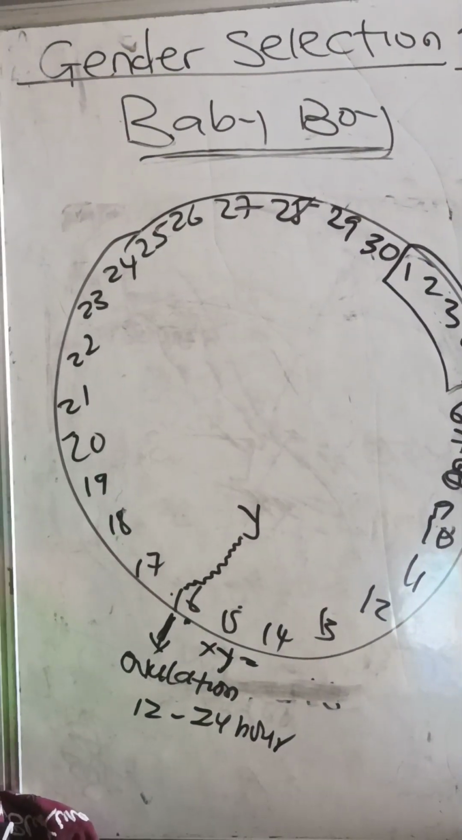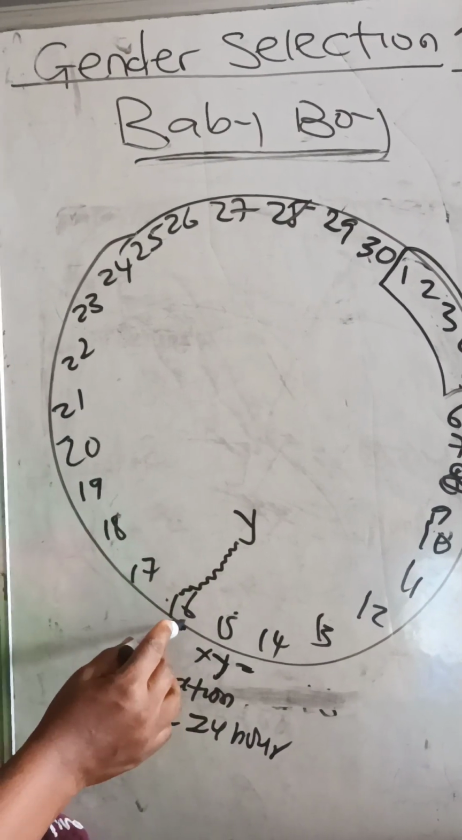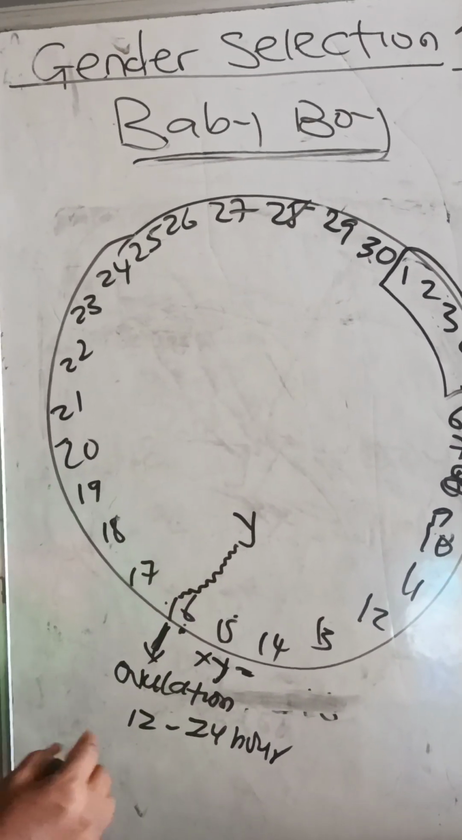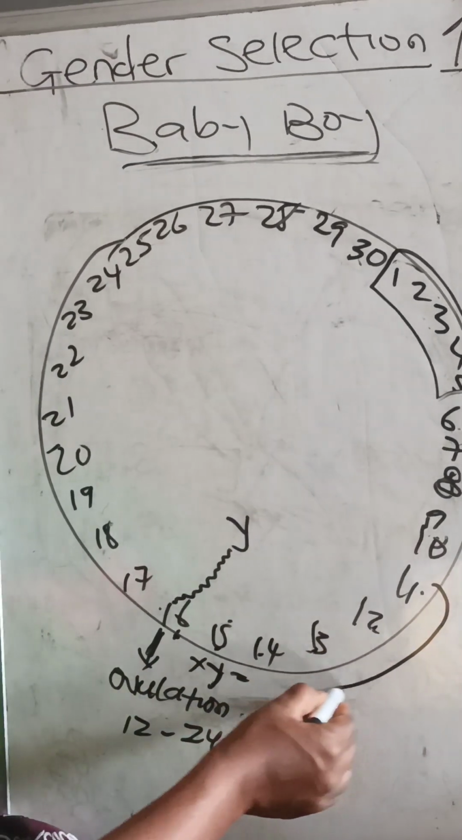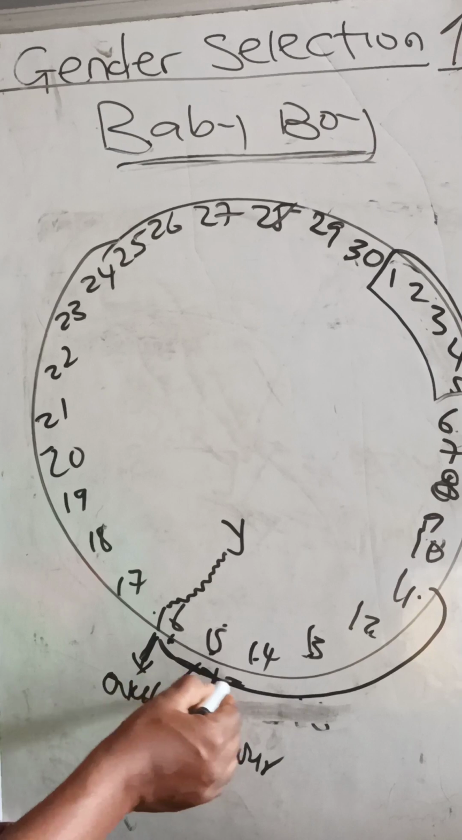Now, if the person should have intercourse any other day, remember, the sperm can survive in the woman's body for 5 to 6 days. So this is the ovulation day. Let's minus 5 to 6 days from the ovulation day: 1, 2, 3, 4, 5, 6. So this is it. That's why we call this place the fertile window.